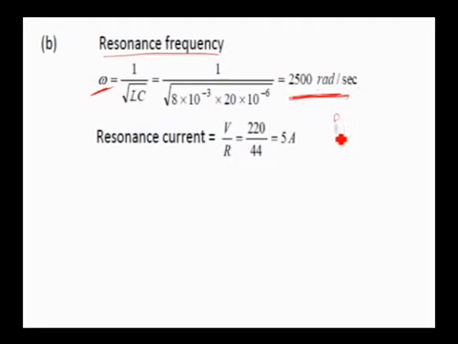Or if it is expressed only in frequency, then in terms of f, it should be 1 over 2 pi into root of LC. That will be in terms of per second, but it is actually the angular frequency at resonance.